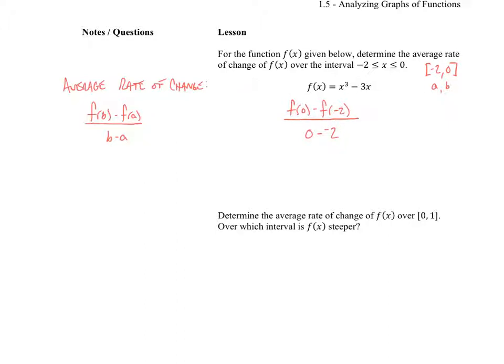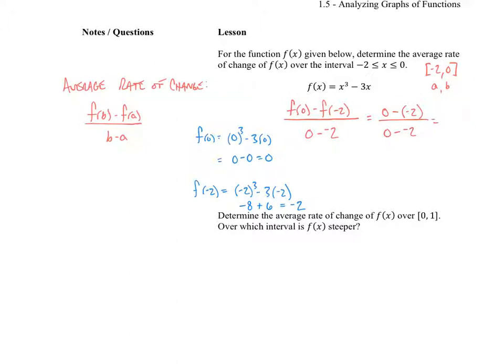So off to the side, I'll do that calculation here. F of 0 is going to be 0 to the third minus 3 times 0. And so that ends up giving me 0 minus 0, which is 0. All right, f of -2 is equal to -2 to the third minus 3 times -2. -2 to the third is -8, and this would end up being +6, so that gives me an output of -2. All right, so I determined that f of 0 is 0 and f of -2 is -2, so I have 0 minus -2 all over 0 minus -2.